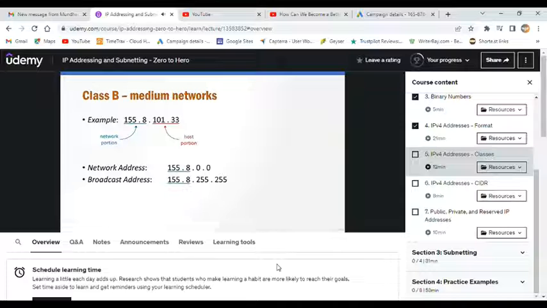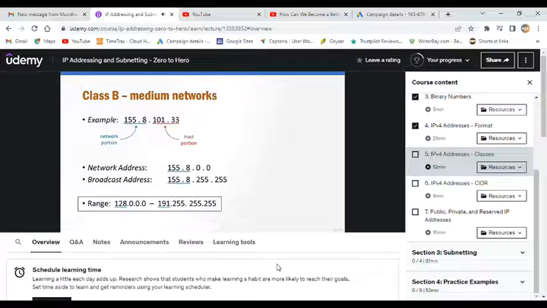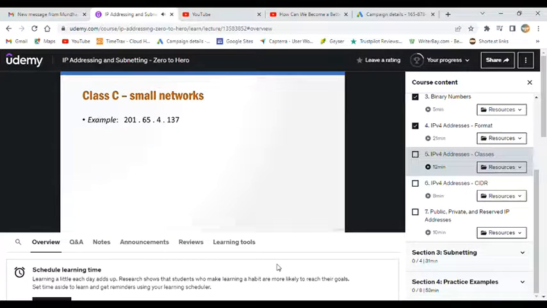Now the broadcast address is going to be 155.8. That's the network portion. And in the host portion, we're going to use all ones. And just as in the previous example, 8 ones in binary format equals 255 in decimal format. And how do we know that an IP address belongs to Class B? Again, we look at only the first octet. And if the first octet is somewhere between 128 and 191, that is a Class B address. Let's see our third example, this time from Class C.